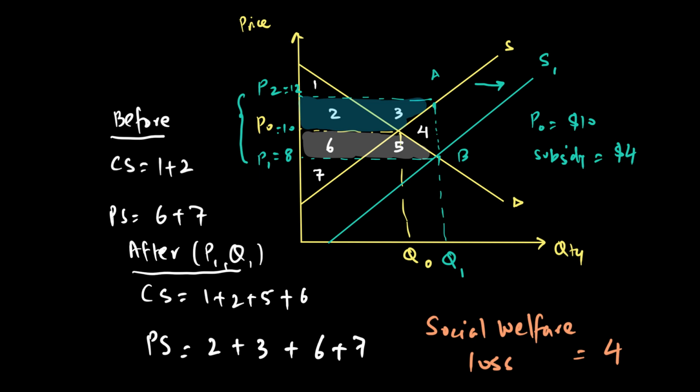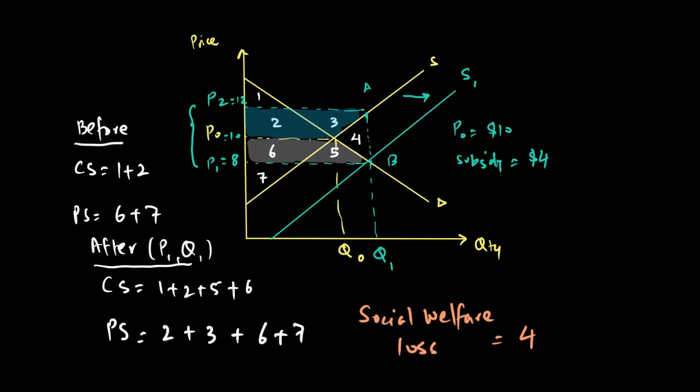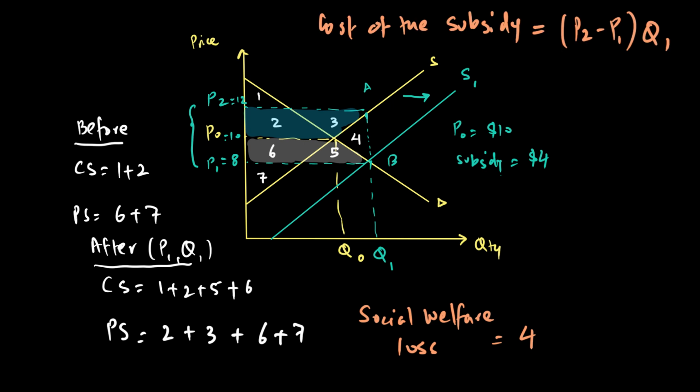Now, how do I figure out the cost of the subsidy? Well, the cost of the subsidy is subsidy amount per unit times the quantity. So what's the subsidy amount per unit? And the answer is it's P2 minus P1 times the new quantity Q1, or in other words, area 2 plus 3 plus 4 plus 5 plus 6.